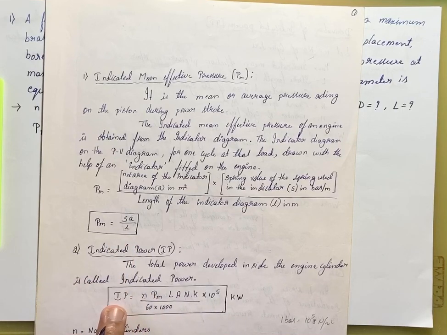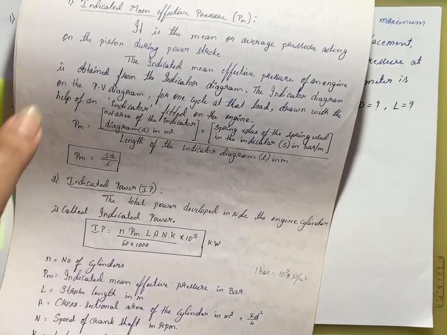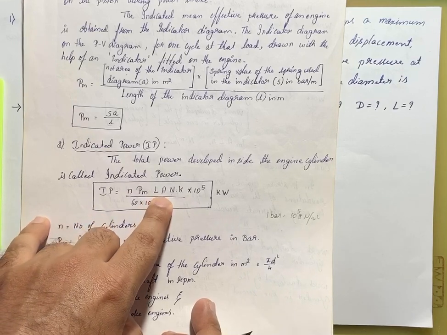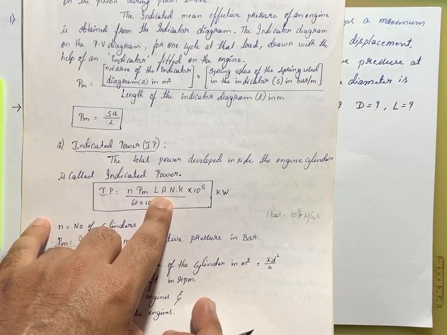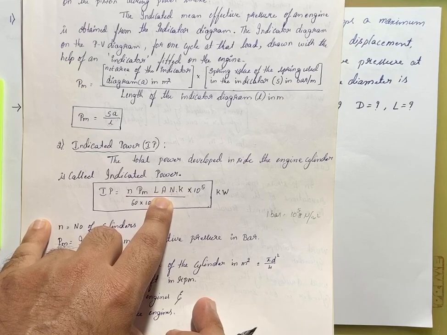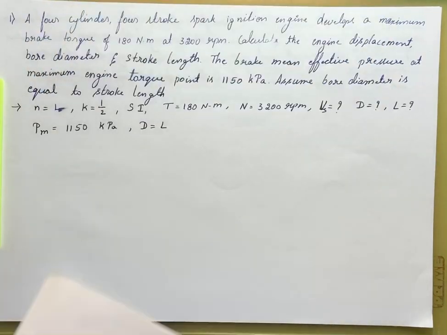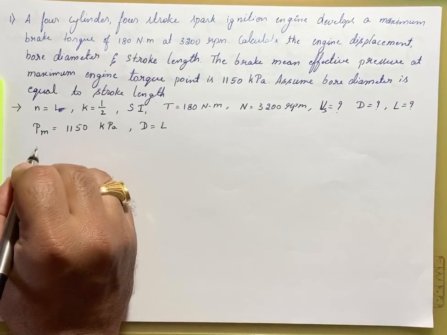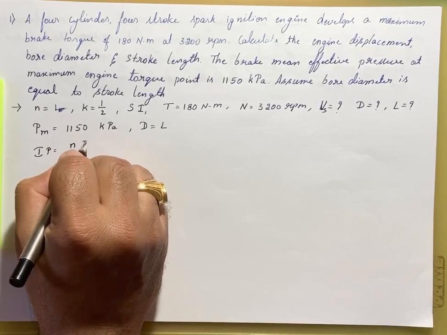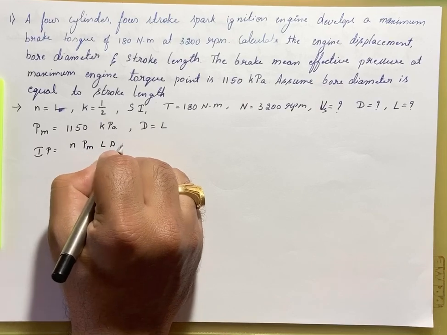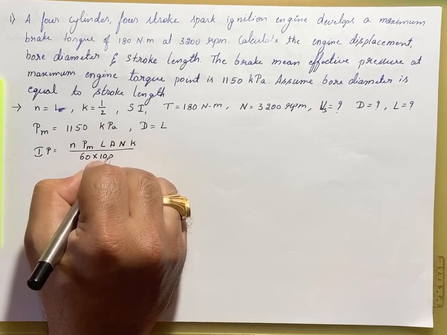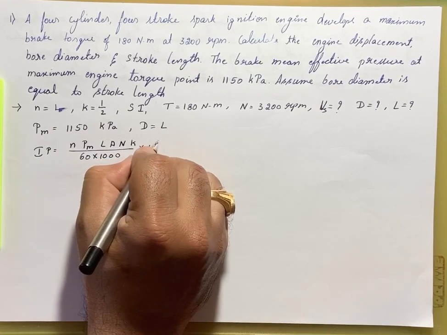Next we have IP. In IP formula, what we have? N PM LANK divided by 60 into 1000. That means L is the length of stroke, A is the cross sectional area of the piston or cross sectional area of the cylinder there. Right. So in this we have the diameter and length. We need to use this formula here. Now we have indicated power IP is equal to N PM L A N K divided by 60 into 1000 into 10 raised to 5.